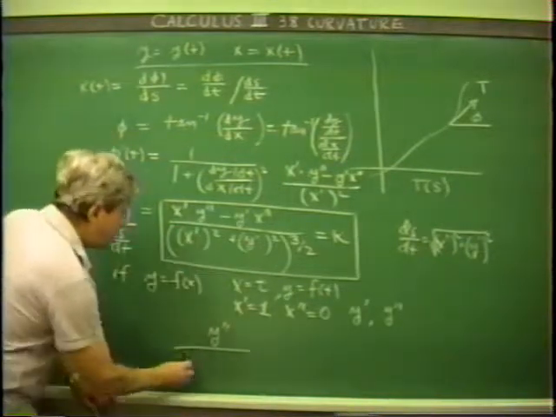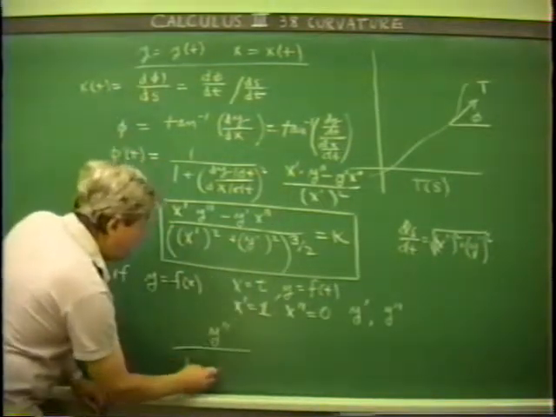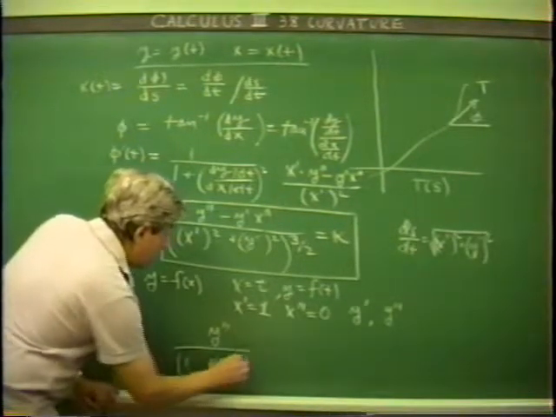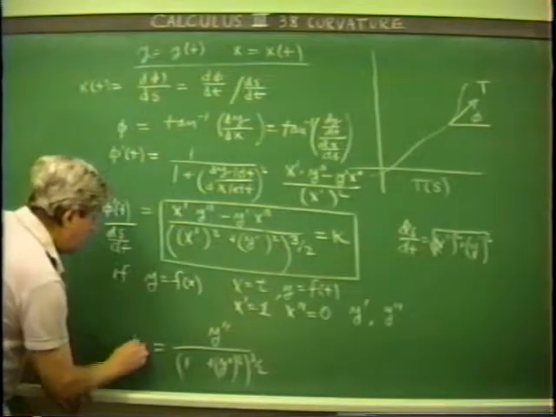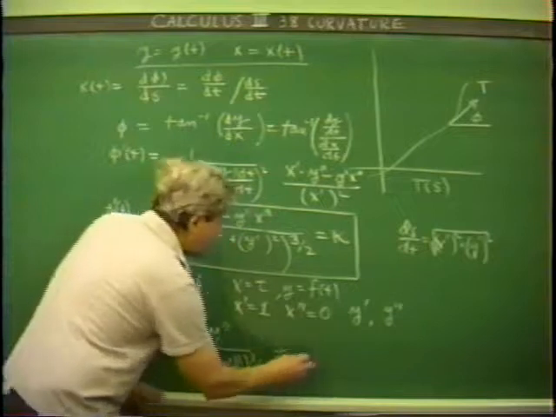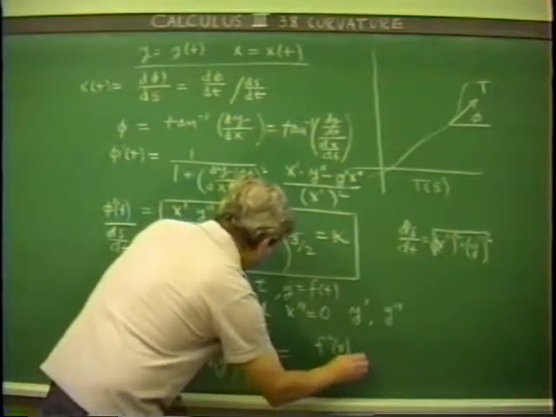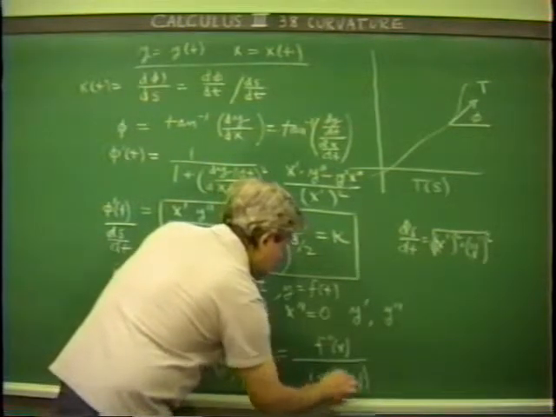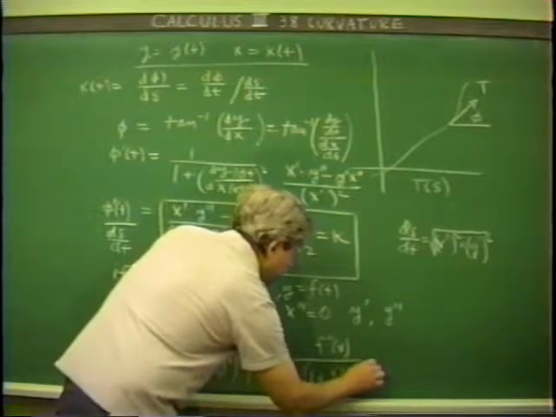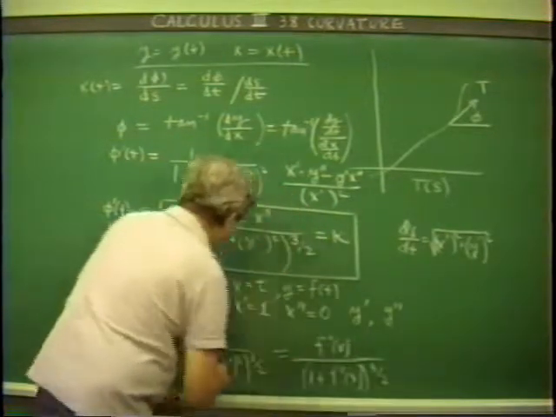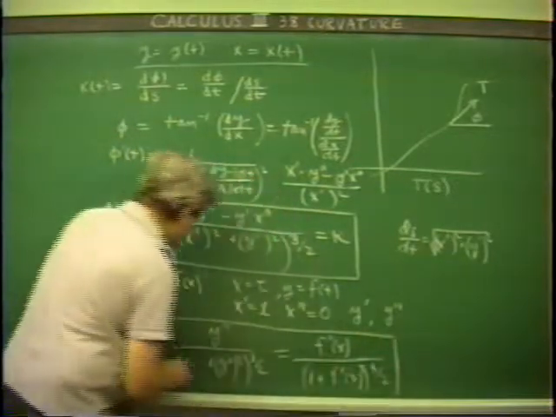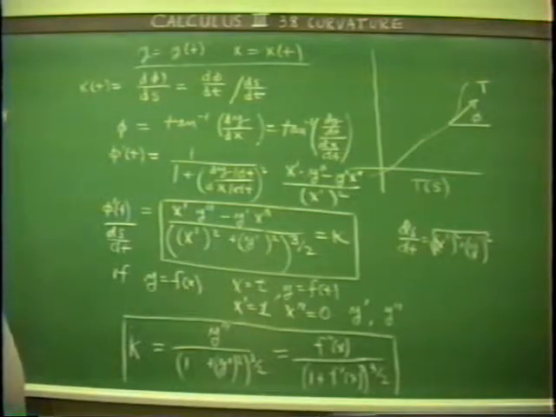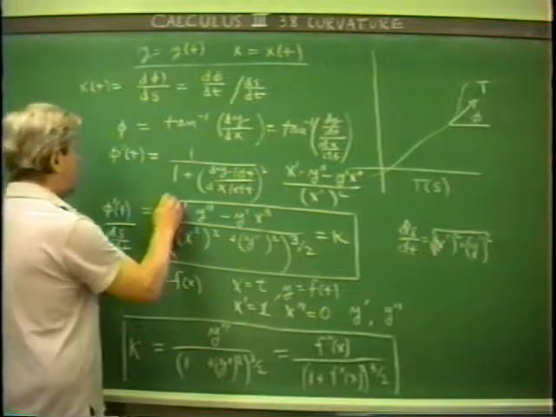x double prime is 0, so that's all there is in the numerator. In the denominator we've got x prime, which is 1. y prime is y prime, so plus y prime squared, to the 3/2 power. This is kappa if y is a function of x. That's to say this is equal to f double prime of x over 1 plus f prime of x squared, all to the 3/2 power. So this then is a formula for the curvature for a function of x.